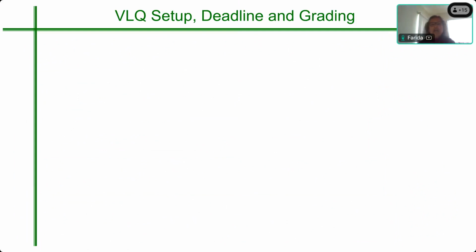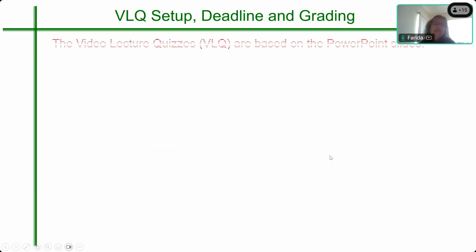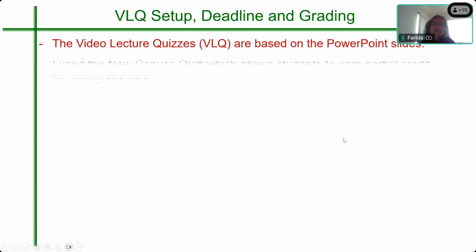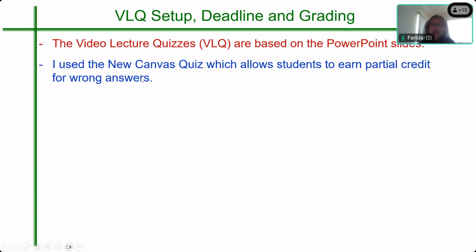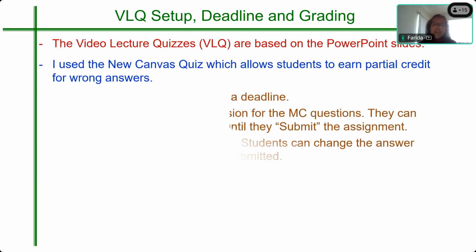Now the question is, how do I set up my video lecture quiz, the deadline and grading? These are based on my PowerPoint lecture slides. I use the new Canvas quiz, which allows students to earn partial credit for wrong answers. These are all graded by computer, so we don't have to do it by hand. There's a classic Canvas quiz that we used to grade by hand, where depending on how wrong they are, we could give partial credit.